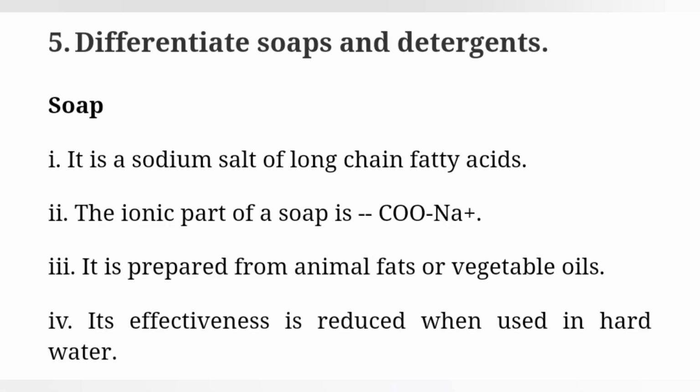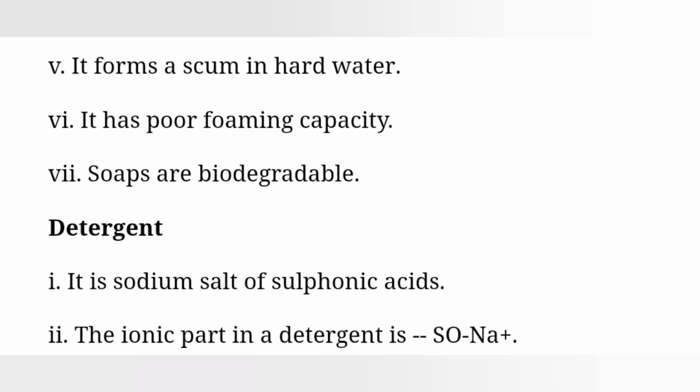Fifth question, differentiate soaps and detergents. First one, soap. First point, it is a sodium salt of long chain fatty acids. Write the differences. Second point, the ionic part of soap is COO negative. Third point, it is prepared from animal fats or vegetable oils. Fourth point, its effectiveness is reduced when used in hard water. Fifth point, it forms a scum in hard water. Sixth point, it has poor foaming capacity. Seventh point, soaps are biodegradable.